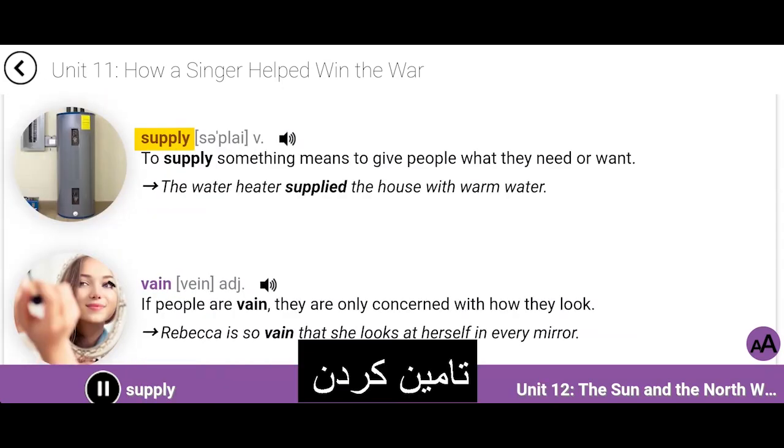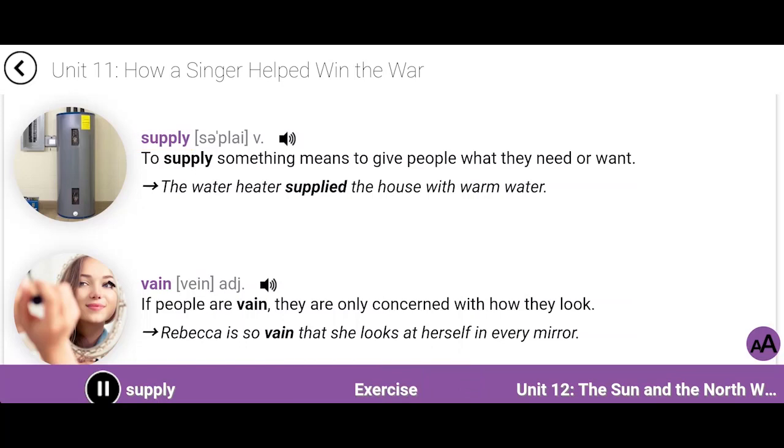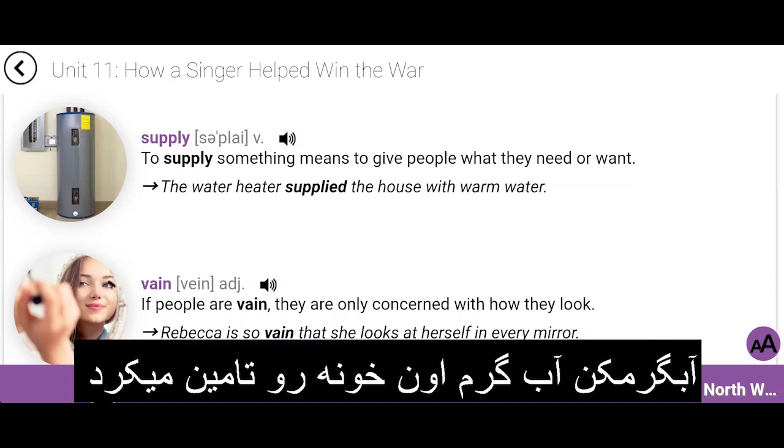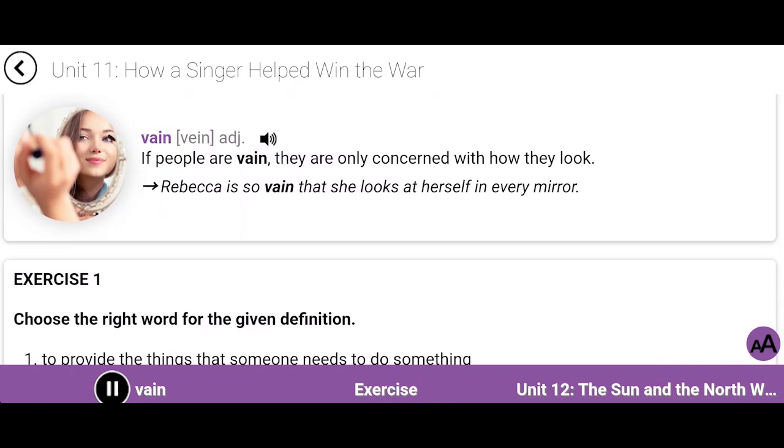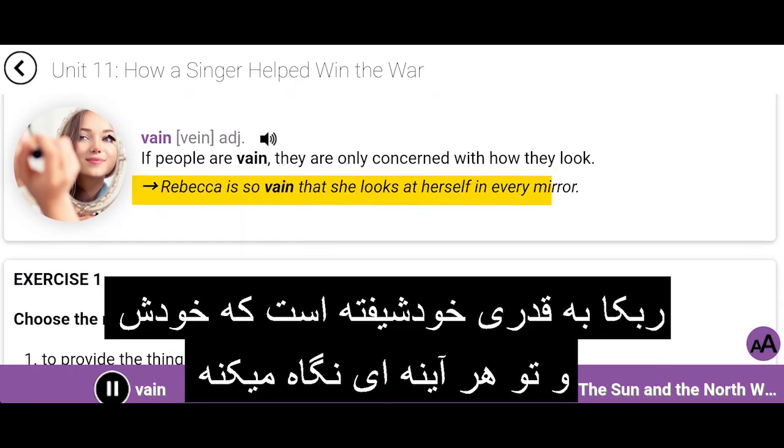Supply. To supply something means to give people what they need or want. The water heater supplied the house with warm water. Vain. If people are vain, they are only concerned with how they look. Rebecca is so vain that she looks at herself in every mirror.